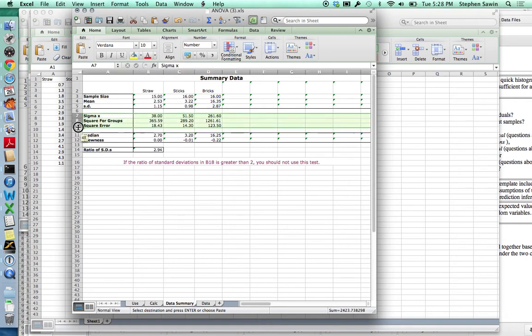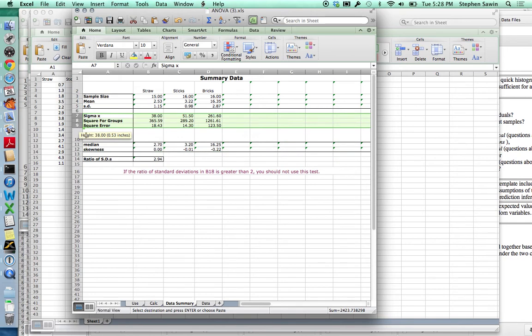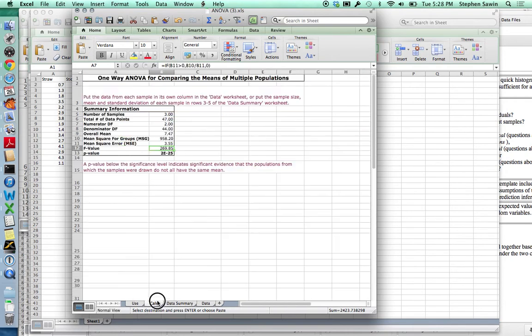Down here is things involved in the calculation. You will never need to know these except if an online homework question asks for them, because they're expecting you to do those by hand. And the stuff down here, the skewness, the median, and the ratio of the standard deviations is all relevant to checking the assumptions. We'll come back to that.